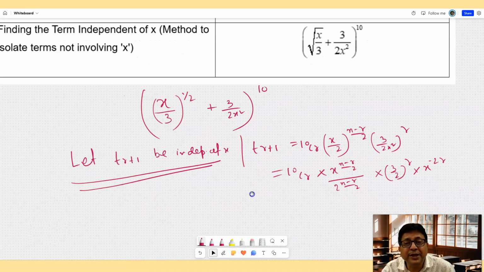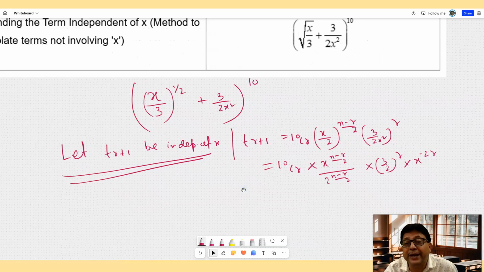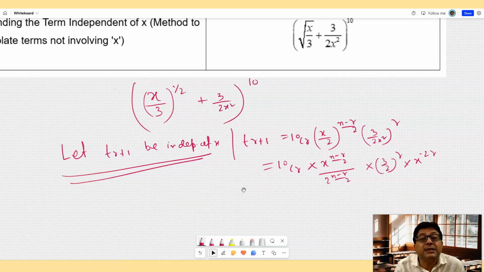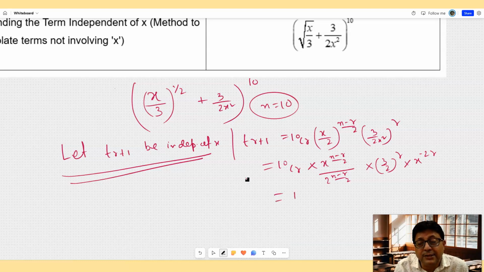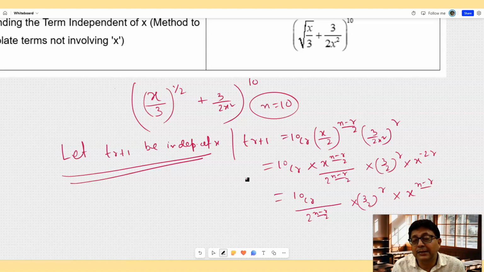It goes up as x to the power minus 2r. Why do I need to do it? I want to find the term independent of x, where the index of x will be equal to 0. And remember here n is equal to 10. So finally when we are calculating, we will replace n by 10. Before that, you write this as 10Cr (1 by 3) to the power (n minus r) by 2, (3 by 2) to the power r, x to the power (n minus r) by 2 minus 2r.